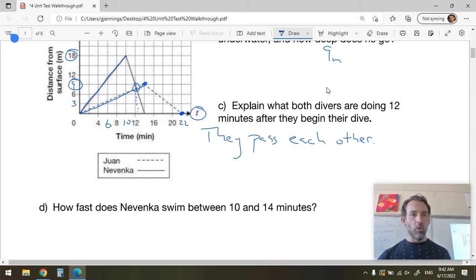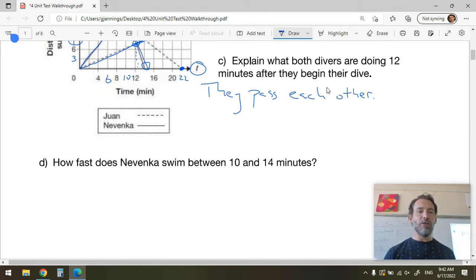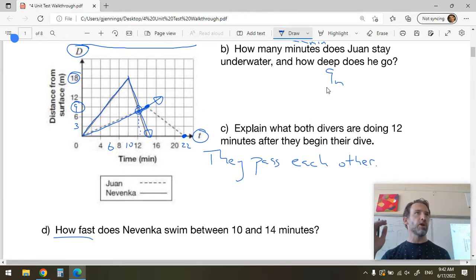Others of you said Juan is still going down and he's almost at his maximum depth. Nevenka is resurfacing. She's coming back to the surface. These are also great observations to make here. Now, down here, how fast? When I ask you a question like how fast, I want a measurement of speed. Speed compares distance over time. Kilometers per hour, meters per second. In this case, we'll have a weird one, meters per minute.